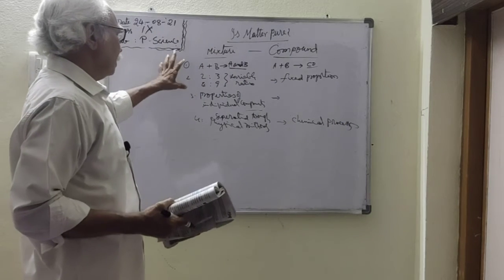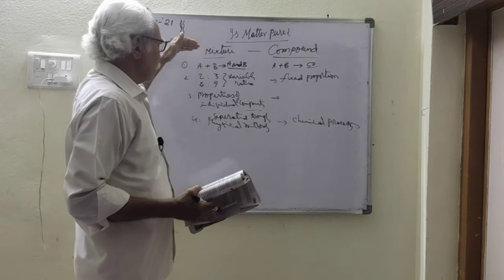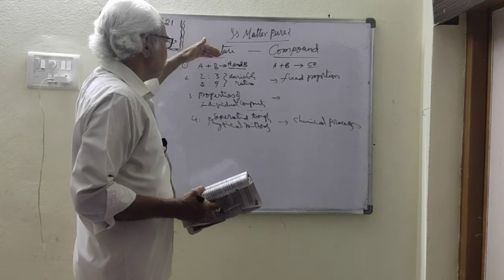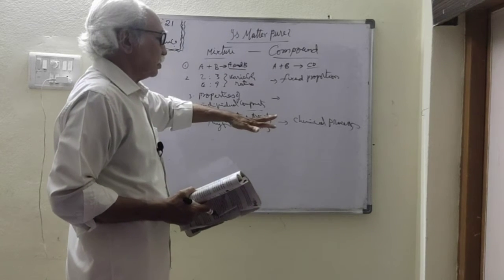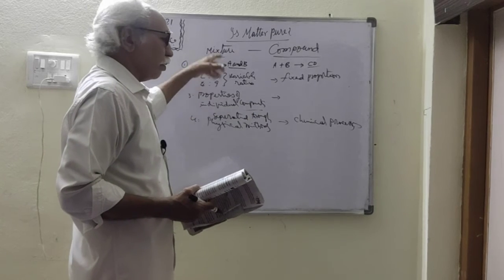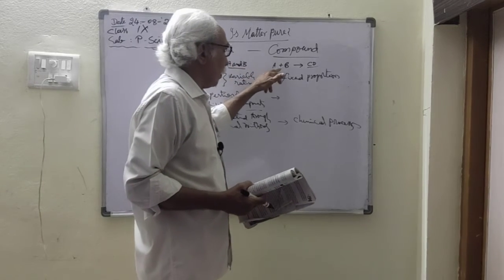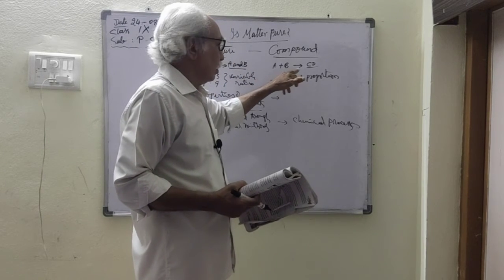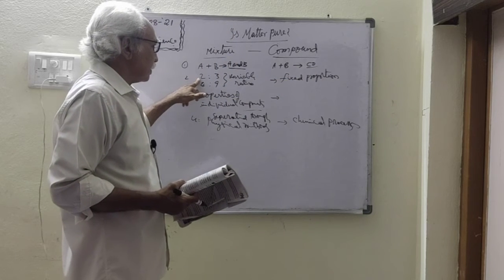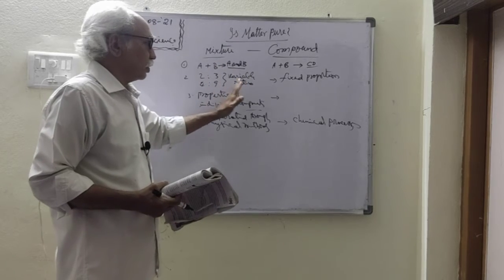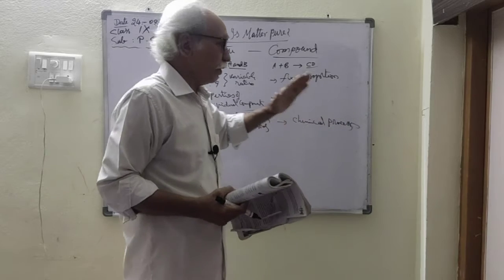So here the mixture and compound differ. In a mixture, the components are simply mixed together but do not form a new substance. But in a compound, the components chemically react, forming a new substance. In a mixture the components are mixed in a variable ratio, in any ratio. In a compound the components combine only in a fixed proportion, a fixed ratio.